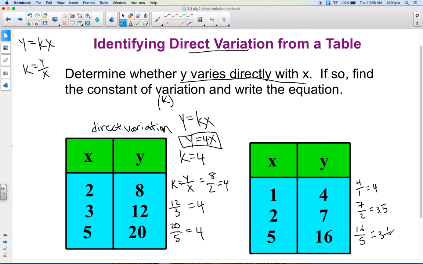3 times with 1 left over, 3 1/5, which is the same as 3.2. So as you can see here, these are all different values, which means this is not a direct variation, DV standing for direct variation. So this one is not a direct variation because it did not satisfy k equals y over x here.